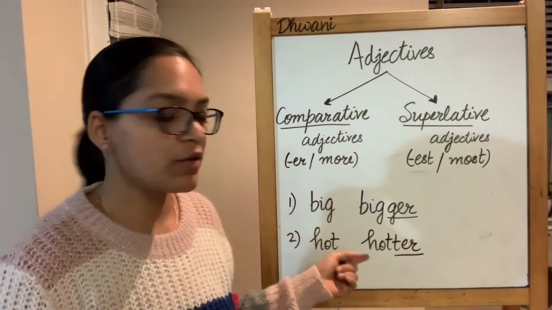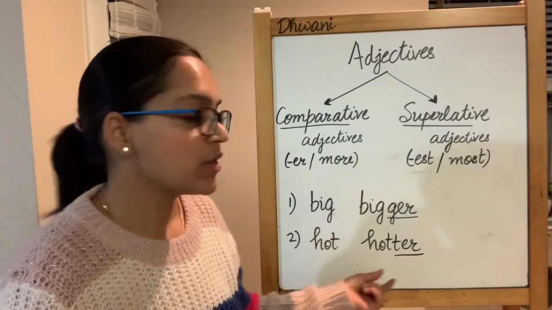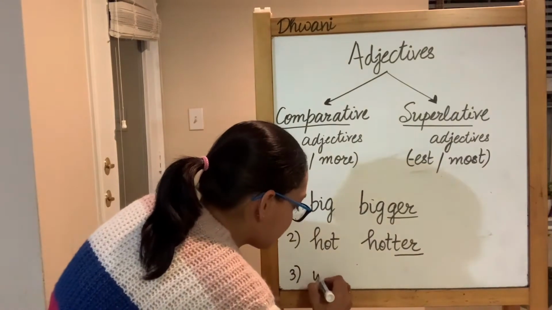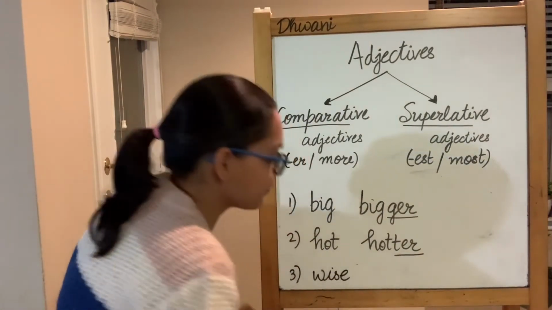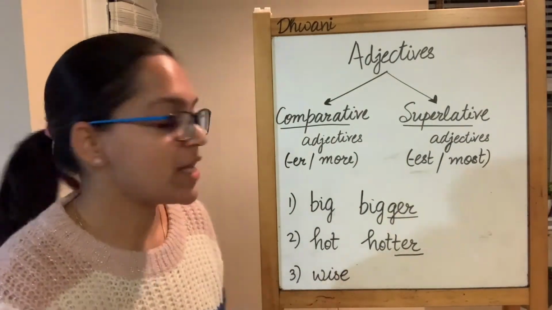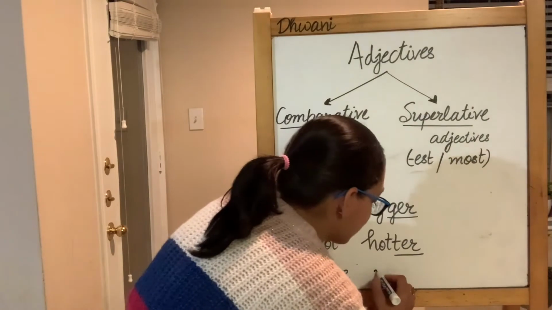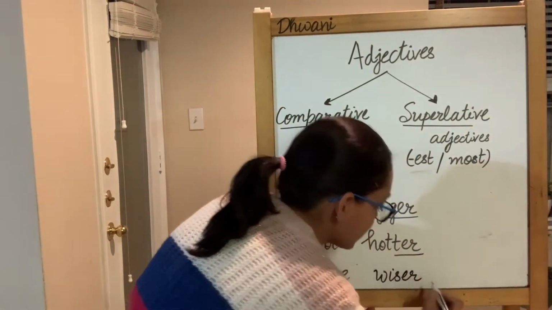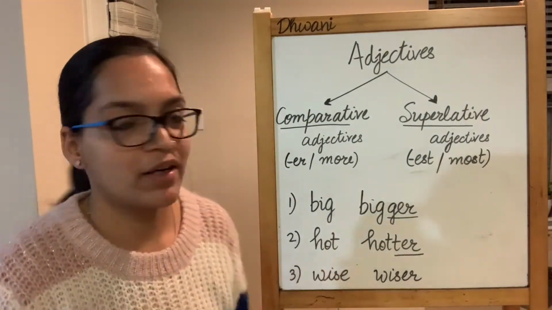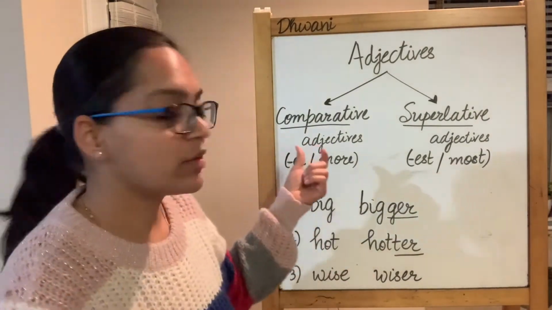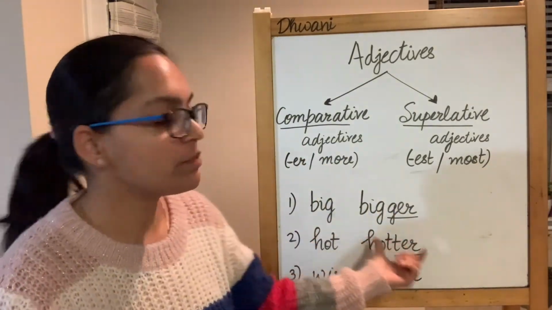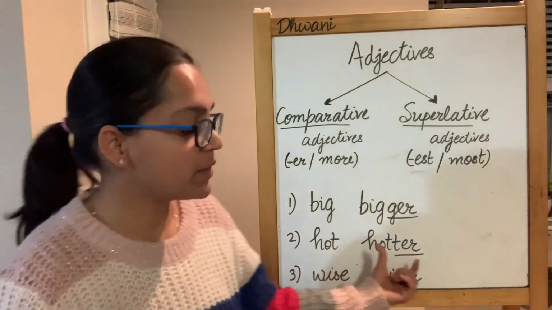Again, it has a vowel just before our consonant, so we will have an extra T. This is wise. When we are using it as a comparison, we use it as wiser. Since we already have an E in the end, we are just going to add R at the end. So now the adjective big, in the comparative form, becomes bigger. We had hot, it becomes hotter. If we have wise, it becomes wiser.